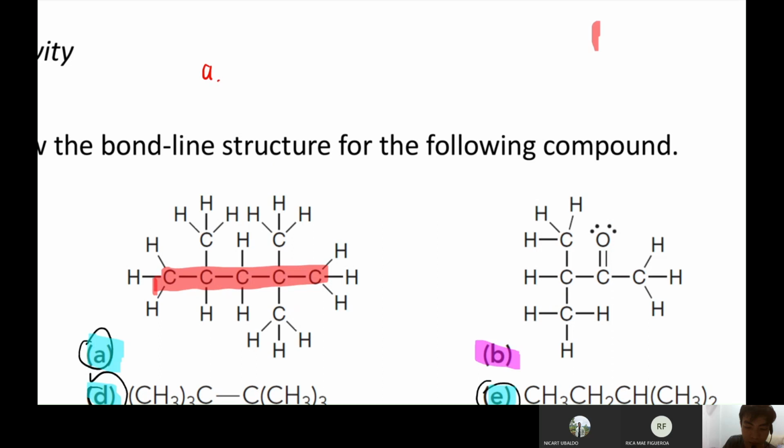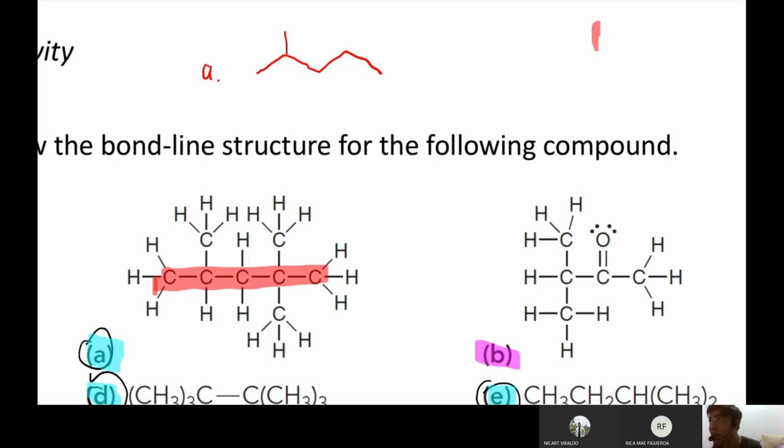So for letter A, ng carbon ito, 1, 2, 3, 4, 5. So may 5 carbons. Again, isa, dalawa, tatlo, apat, lima. So yan. So I have 5 carbons lined up. No? Then so first carbon, wala naman nakadugtong na iba pang carbon. So, okay lang yan. The second carbon, look, may carbon na nakadugtong sa kanya. So, I can represent that as isang line pataas, no?